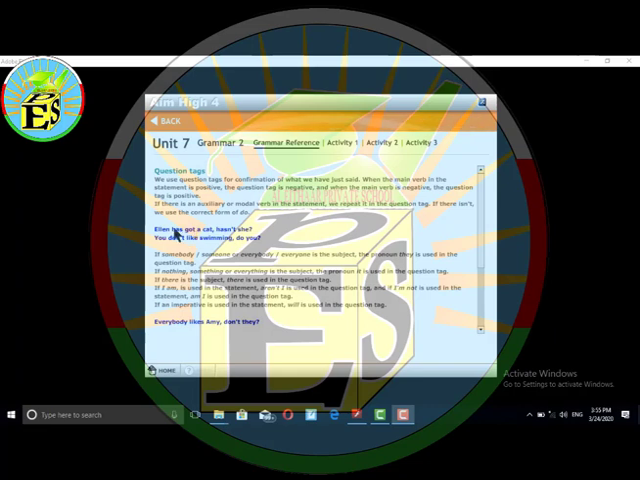What is the auxiliary verb? Has. Is it in positive or negative? Very good. It is in positive form. So our question tag will be negative form. So it will be hasn't she.